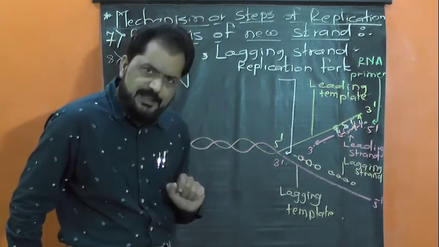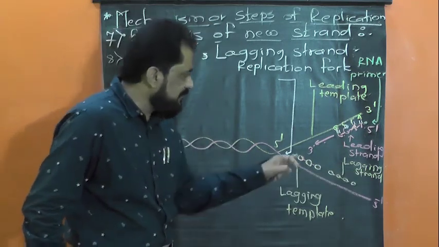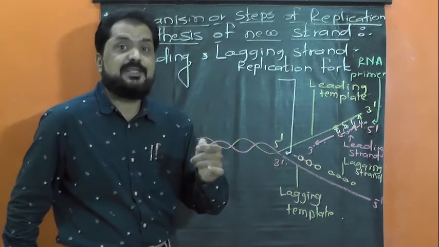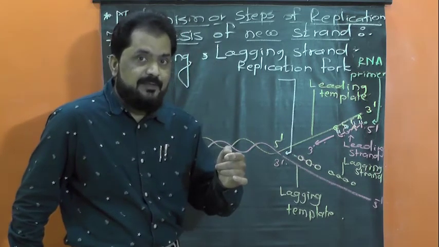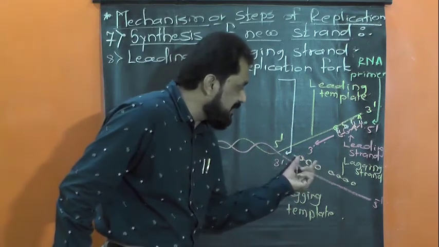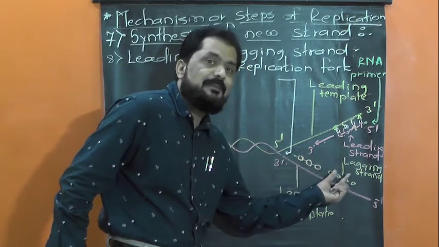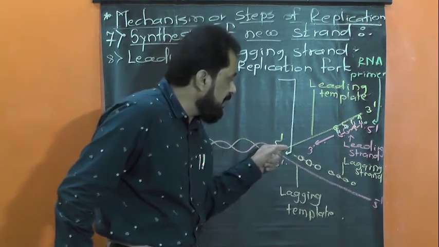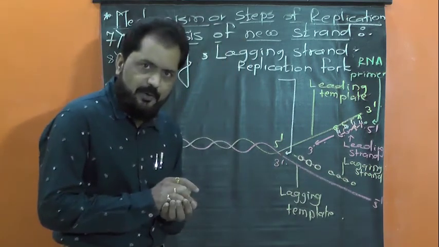Why it is called lagging strand? Because this lagging strand is synthesized slowly, late and discontinuously, that is in the form of short segment of nucleotides and away from the replication fork.